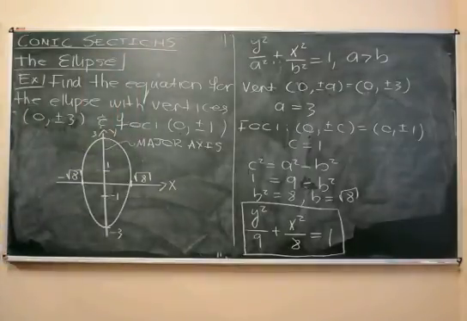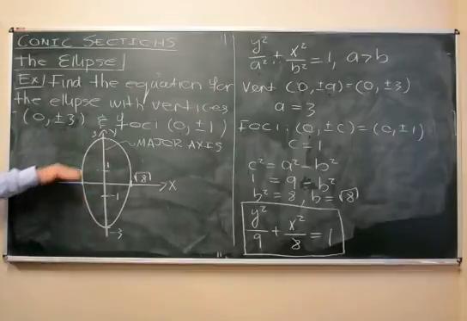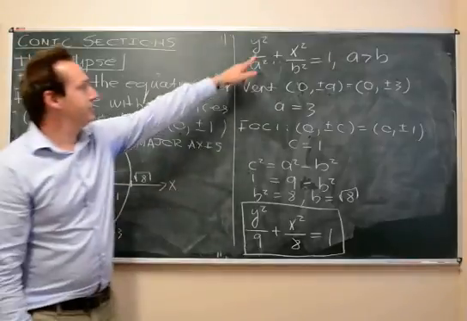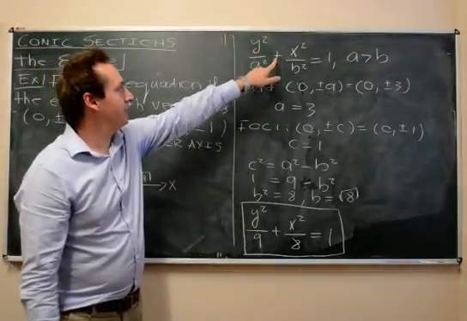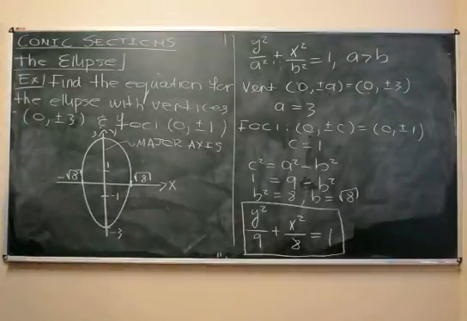So note now, if your foci and vertices were on the x-axis, then your equation would have been x squared over a squared plus y squared over b squared is 1. And from there on everything works more or less the same way.